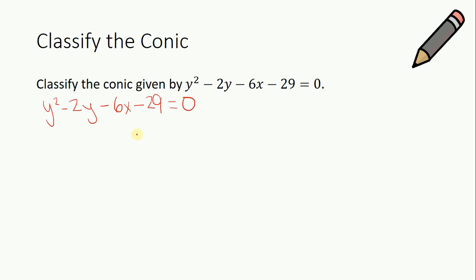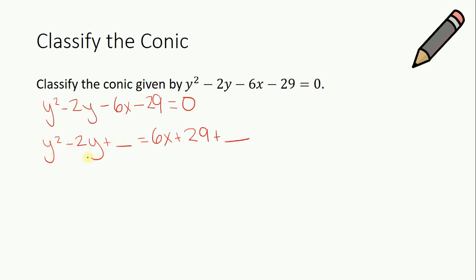Well, the only conic that didn't have both x and y squared was a parabola. So this has got to be a parabola. What I'm going to do is move the 6x and the 29 over to the other side, and I'm going to put plus blank over there too. So I'm going to get 6x plus 29 plus blank over here. I don't have to factor anything out because the coefficient is 1.